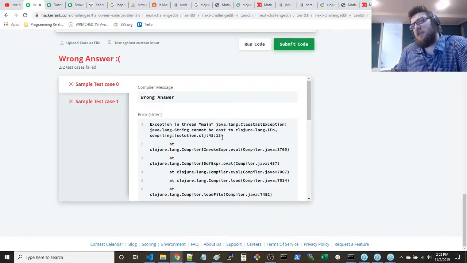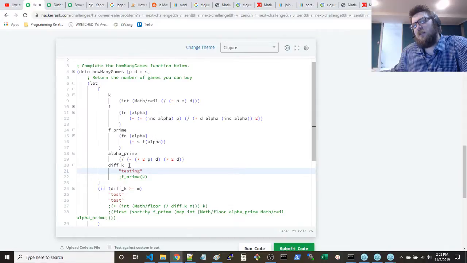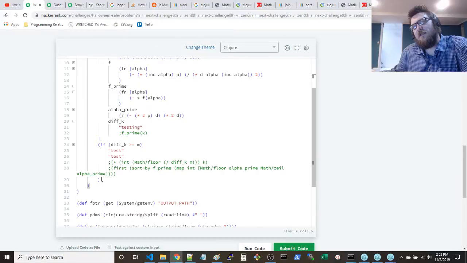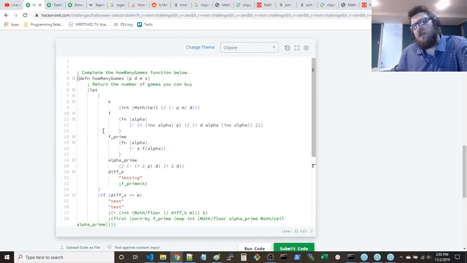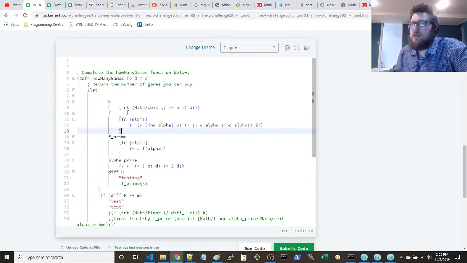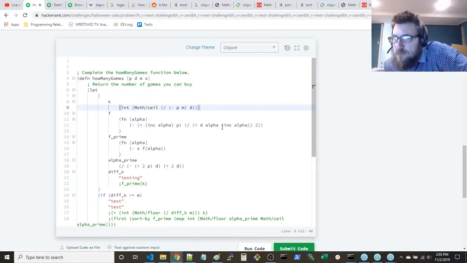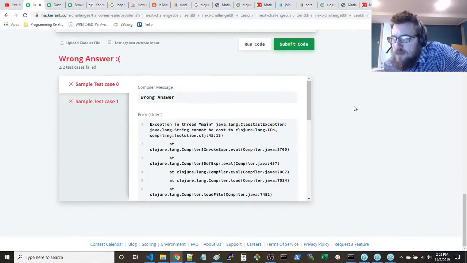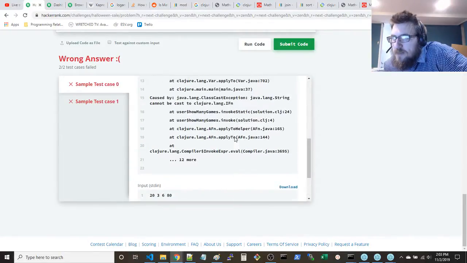String cannot be cast to a function. This is a function? This isn't a function. What the heck is going on? Holy guacamole, man. My brain. My brain. Man.